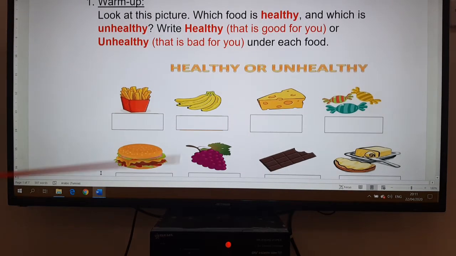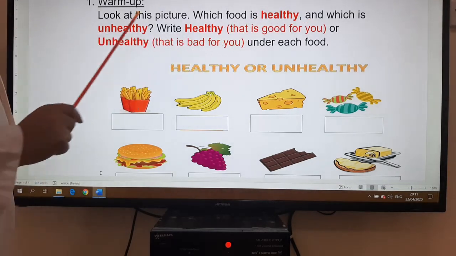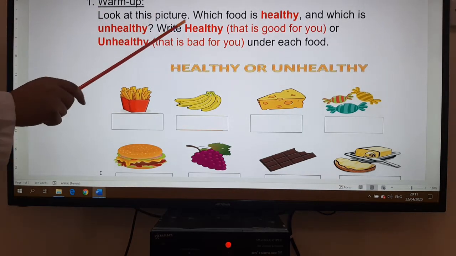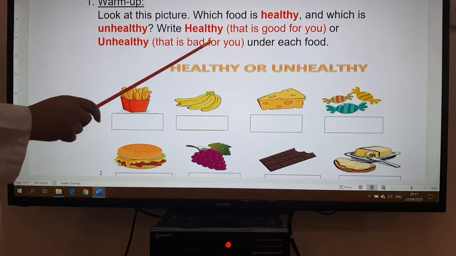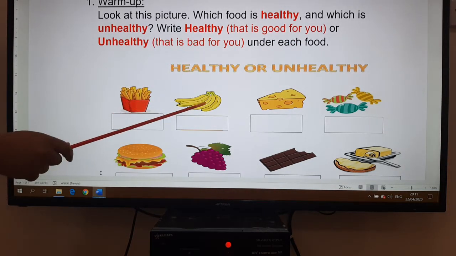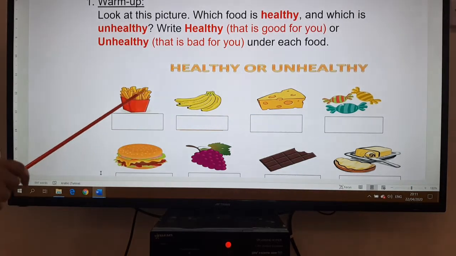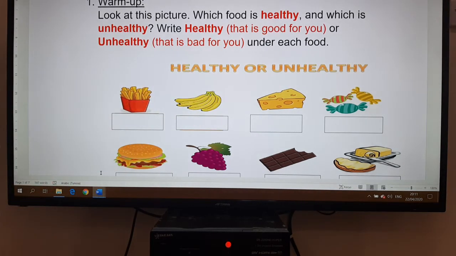Now, first activity here, warm up. Look at this picture. Which food is healthy and which is unhealthy? So you write healthy for a thing that is good for you, or unhealthy that is bad for you under each food. So we have here, for example, chips, bananas, cheese, sweets, which are healthy, good, and which are unhealthy, bad for your health. Which brings vitamins and things that you need is healthy, and which brings sugar and things that we don't need much.